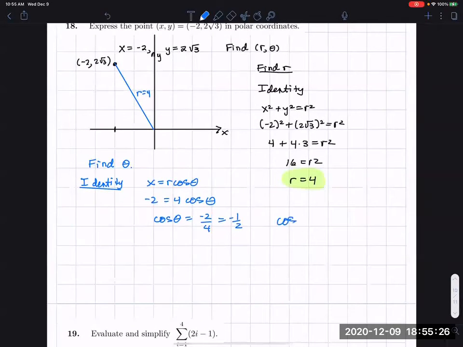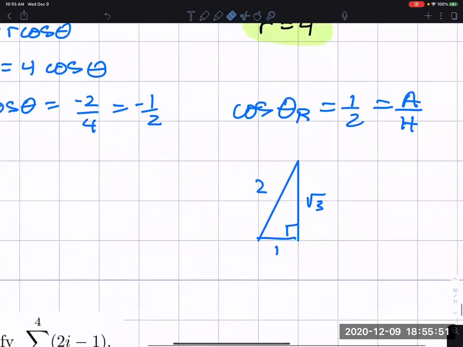You could find the reference angle. Cosine theta reference is found by just stripping away the negative. And so then you're going to get adjacent over hypotenuse. And that will lead us to this 30, 60, 90 triangle where the adjacent is 1, the hypotenuse is 2, and so the opposite would be rad 3. So that gives 60 degrees. So theta reference is 60 degrees, which is pi over 3.